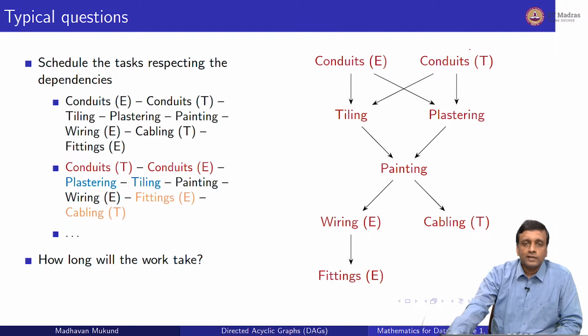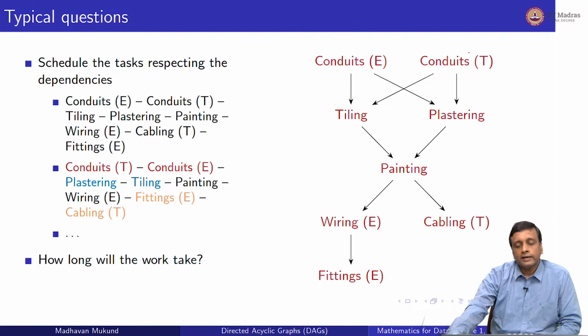Another question we might ask, so this first question is, how do we sequence these in a way that does not violate these constraints? The second question is, what is the best way to do this, right? Supposing we could do things which are independent of each other at the same time. For instance, we could ask the person who is putting the tiles to work alongside the person who is plastering, because we said that tiling and plastering can happen together. Similarly, we can have the person doing the electrical conduiting working alongside the person doing the telecom conduiting.